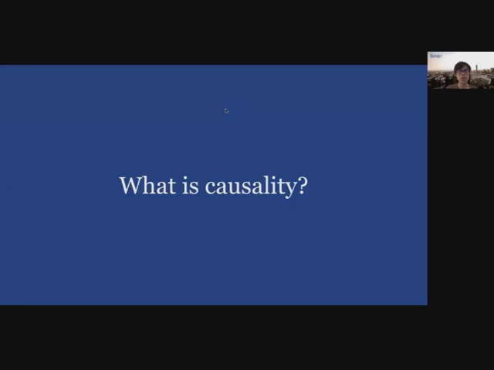We're going to start today's lecture by asking the big question: what actually is causality? Think about this for a moment and see if you can come up with a good definition. My guess is that you're going to have some trouble. And why is that?